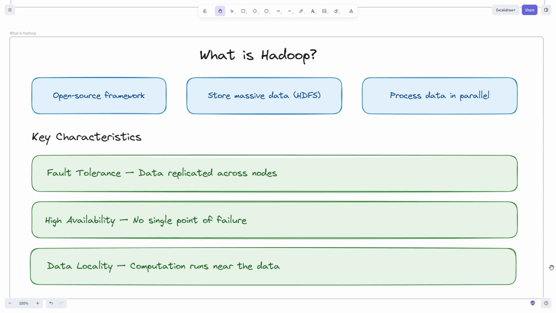Hadoop provides fault tolerance by replicating data across multiple machines. If one machine fails, the system continues to work. Hadoop is also highly scalable. We can add more machines to the cluster without changing the application. Another important feature is data locality. Hadoop moves computation closer to where the data is stored, instead of moving large data across the network.